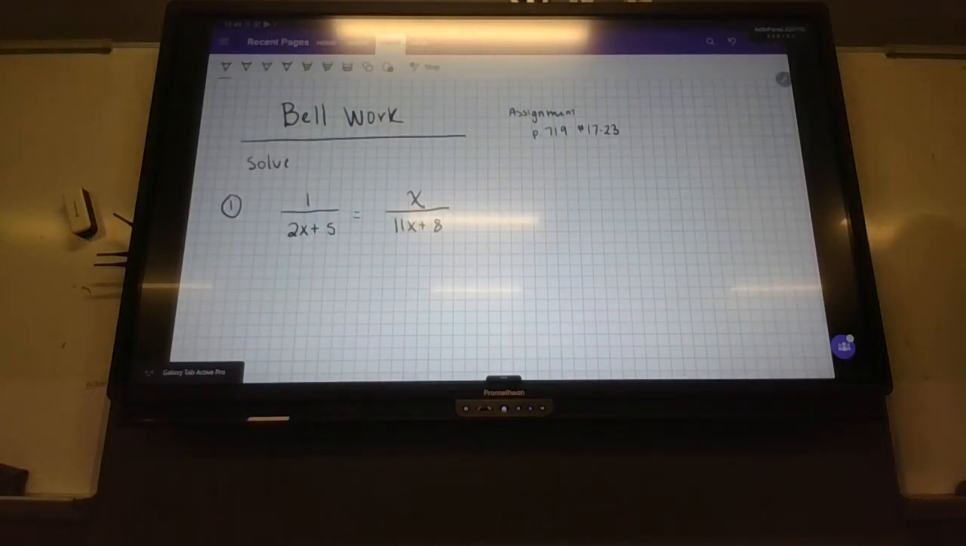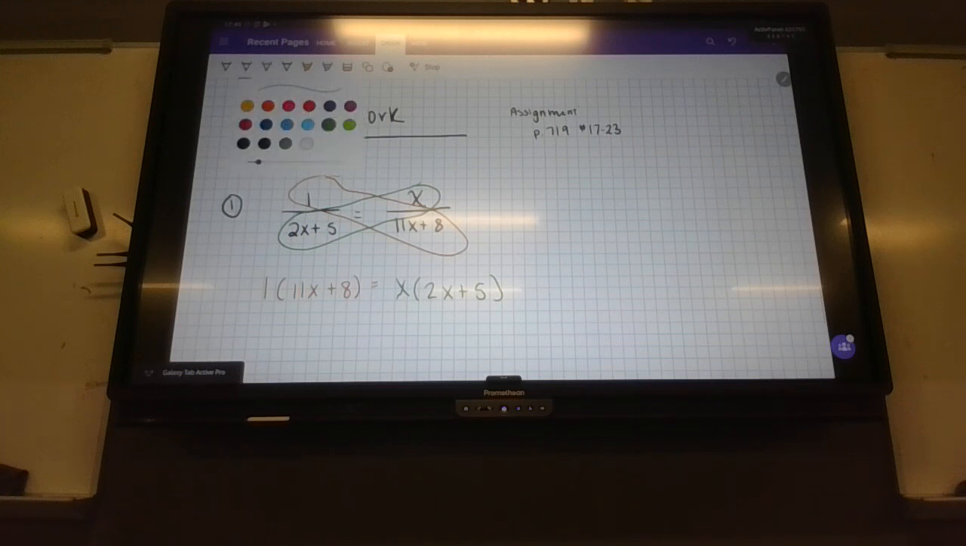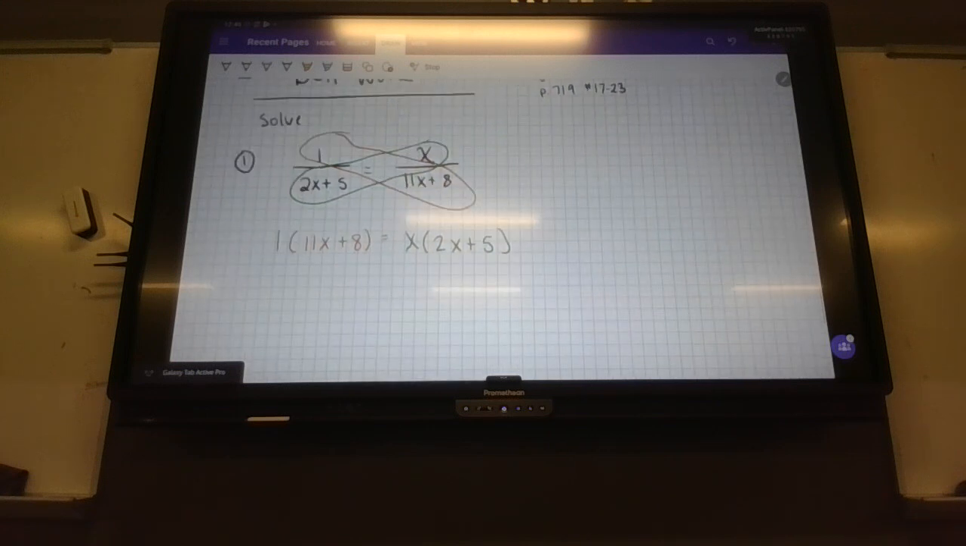All right, so I'll circle diagonally. 1 times 11x plus 8. Circle diagonally. x times 2x plus 5. Distribute, we get 11x plus 8 equals 2x squared plus 5x.